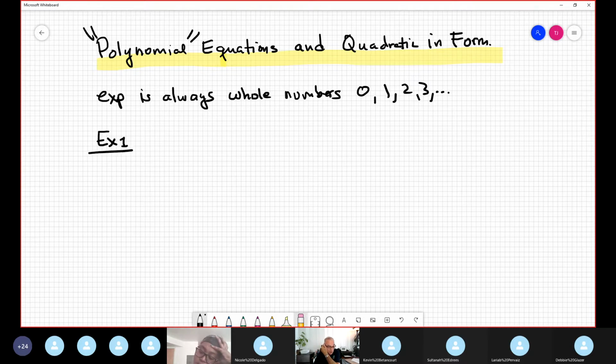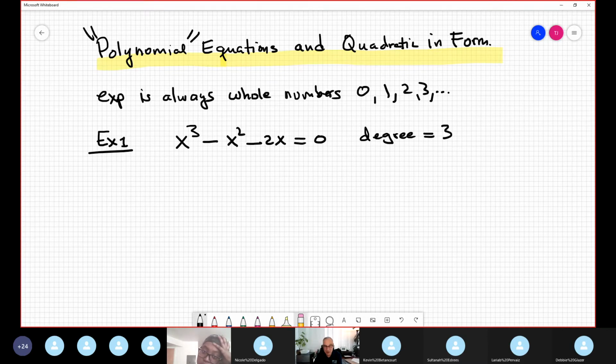Suppose x cubed minus x squared minus 2x equals 0, and we have to solve this equation. It's important to recognize it's a polynomial because the exponents are 3, 2, and 1. What is the degree? The degree is the highest exponent. The degree of this equation is 3. Therefore, this equation contains 3 solutions.